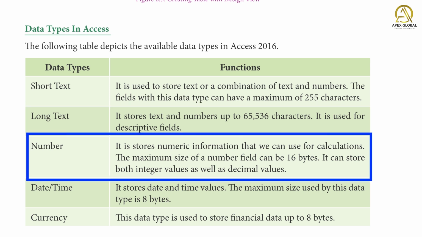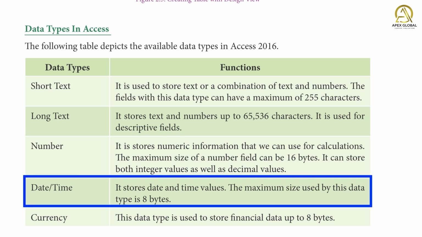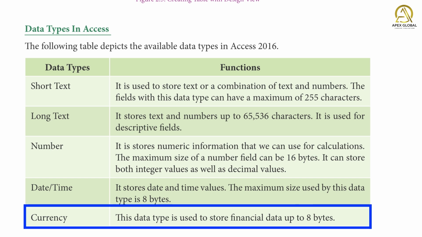Number. It stores numeric information that we can use for calculations. The maximum size of a number field can be 16 bytes. It can store both integer values as well as decimal values. Date, time. It stores date and time values. The maximum size used by this data type is 8 bytes. Currency. This data type is used to store financial data up to 8 bytes.